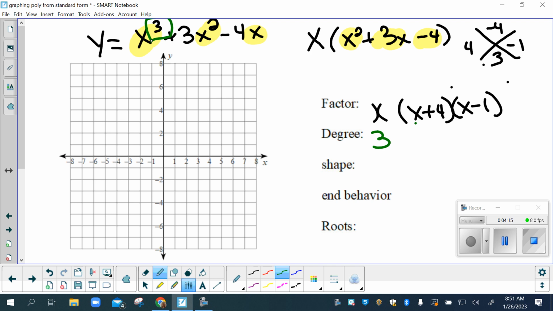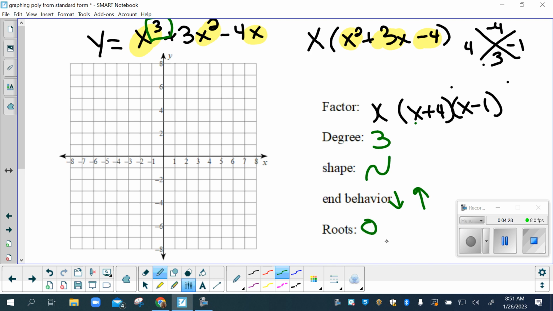Okay, so here we go. The shape of this is just going to be a nice lightning bolt. The end behavior is start low and go high. And my roots are going to be 0, -4, and +1. So can you please throw that on your graph right now for me?